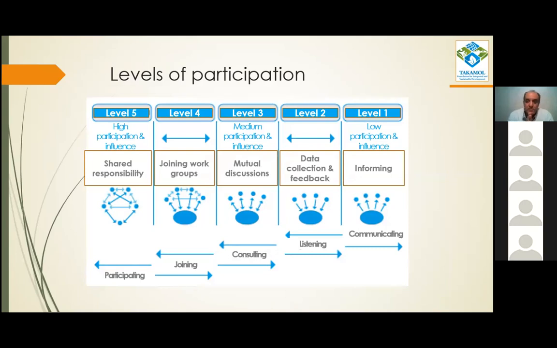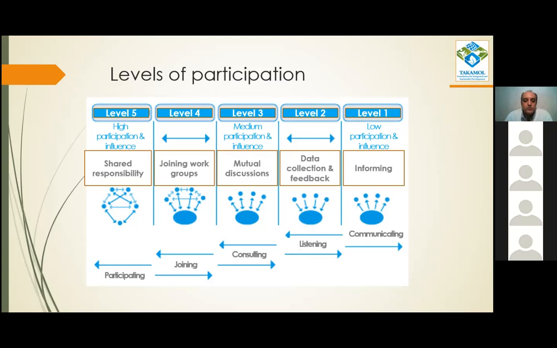Okay, level 1, with low participation. This is done informally. You make the plan and then you go to a public hearing and inform the people, okay, I made this plan, just sign if you are with it. So this is informing, this is a low level of participation. The second level, you can step a level above by making the community participate in data collection and give feedback. So you listen to them. Okay. The third level is consulting. You consult the community, you make mutual discussions with them.